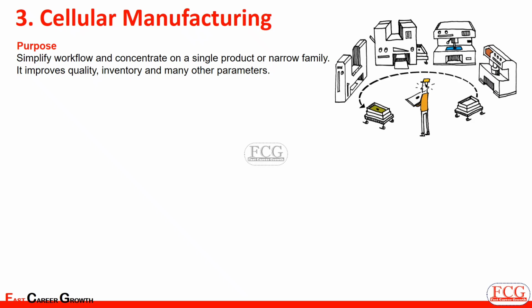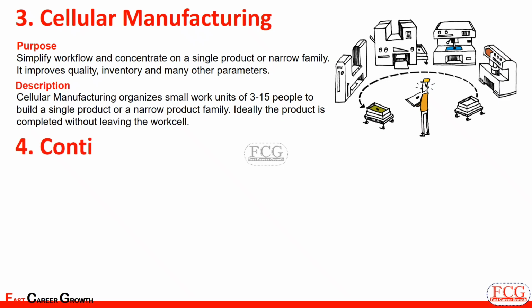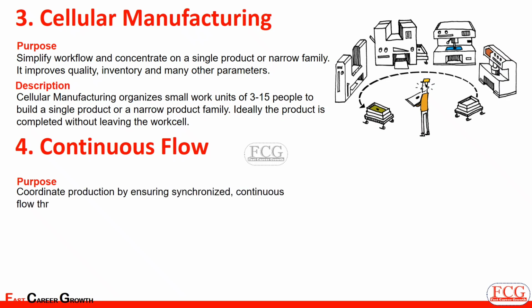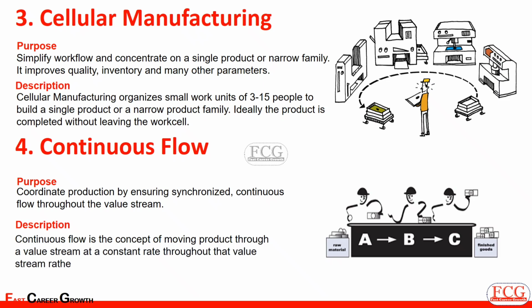You can say cellular manufacturing organizes small work units of 3 to 15 people to build a single product or a narrow product family. Ideally, the product is completed without leaving the work cell. Fourth lean tool is continuous flow. Purpose is to coordinate production by ensuring synchronized, continuous flow throughout the value stream. It means continuous flow is the concept of moving product through a value stream at a constant rate throughout that value stream rather than.